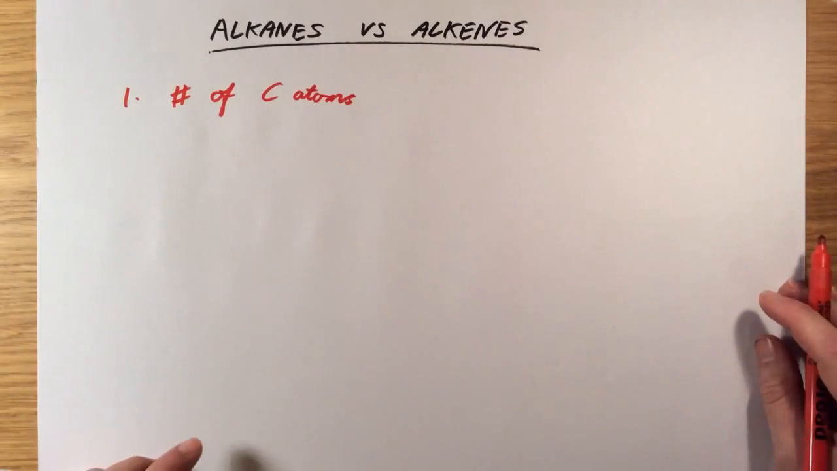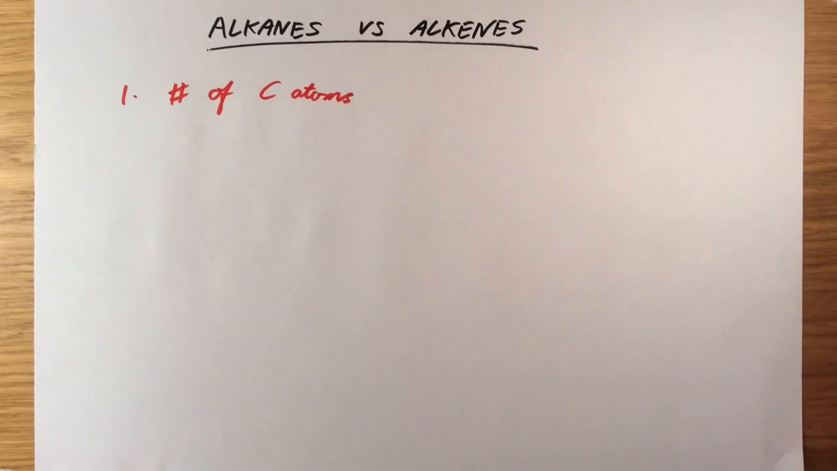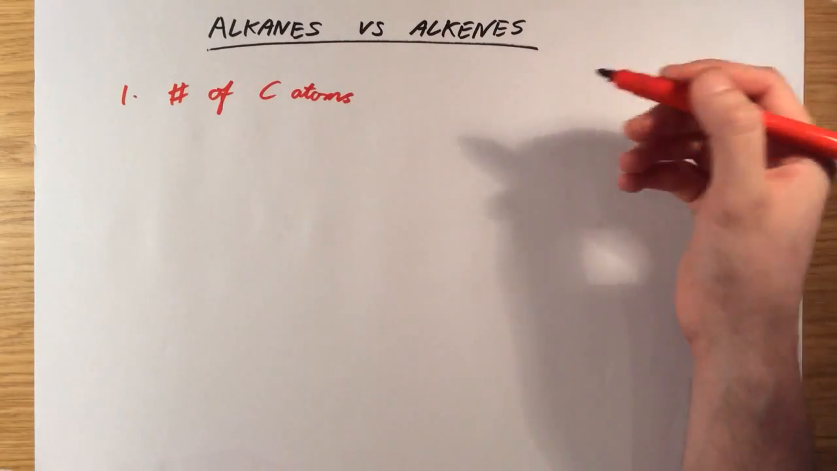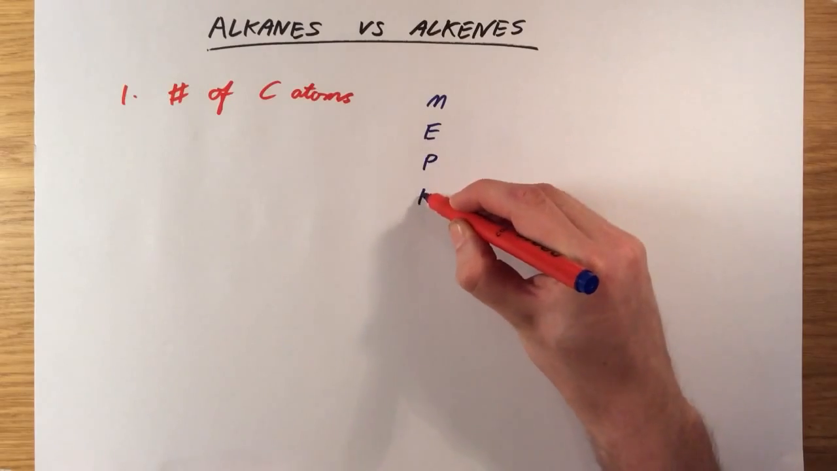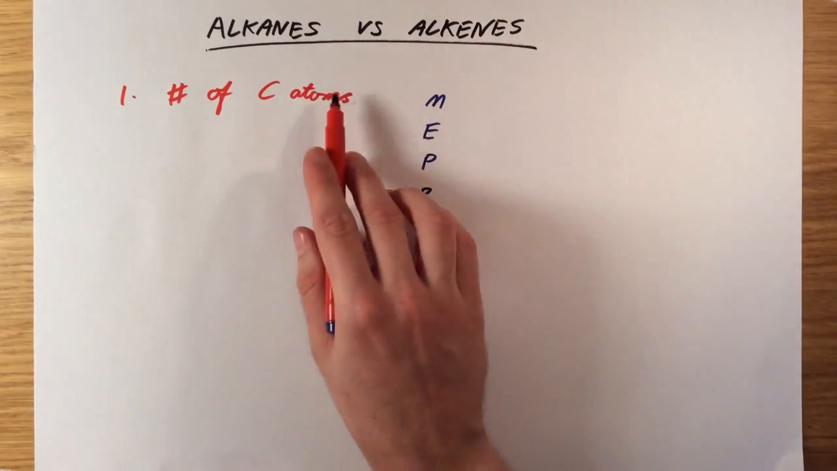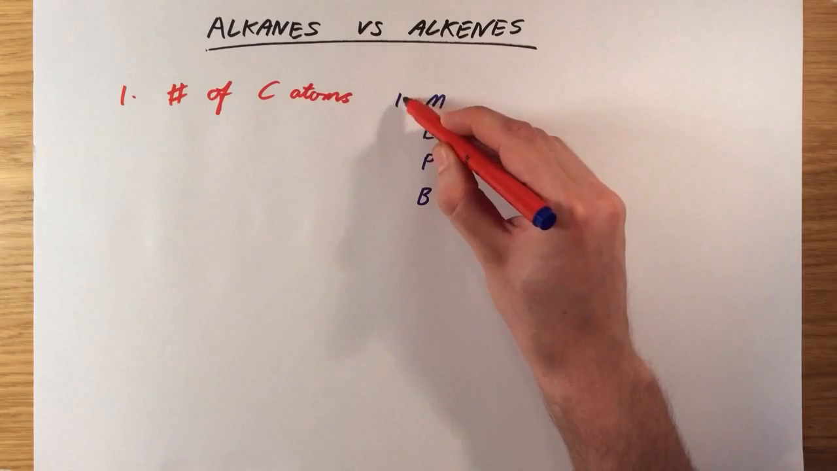So we need to know how we can figure out how many carbon atoms there should be in the carbon chain. And I've gone through this in our video on fractional distillation. I remember a little mnemonic to help me remember: monkeys eat purple bananas. This corresponds to the number of carbon atoms in the carbon chain.